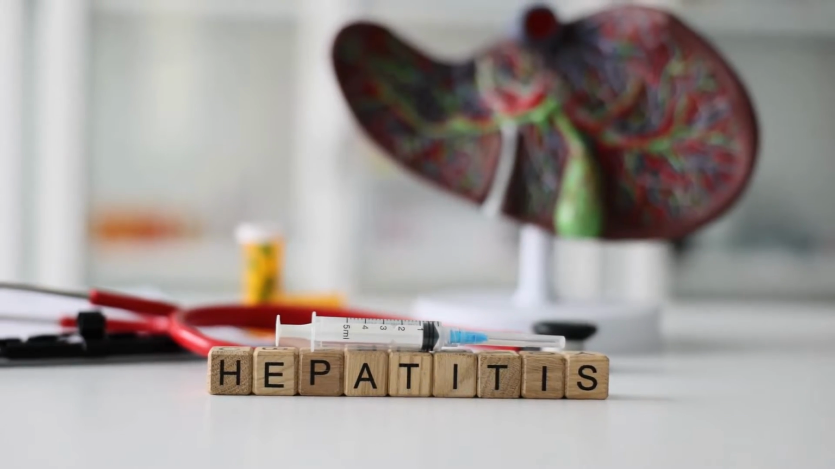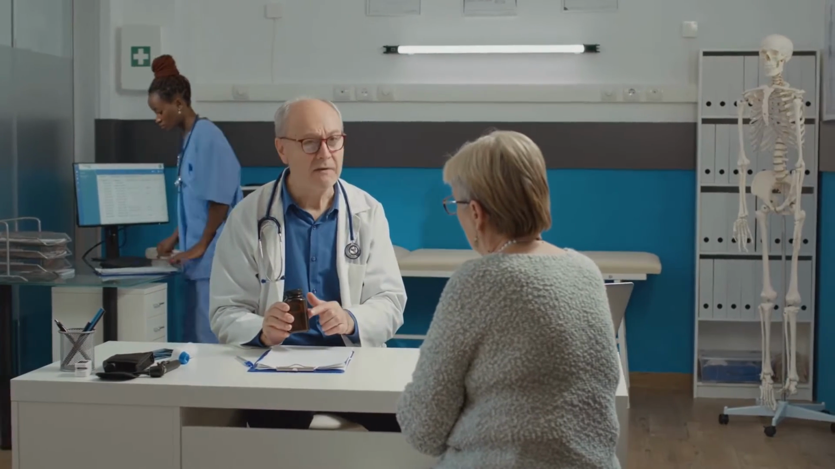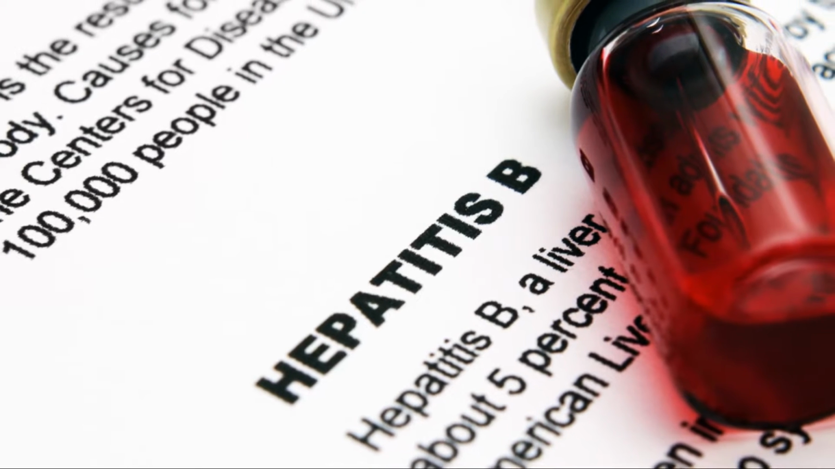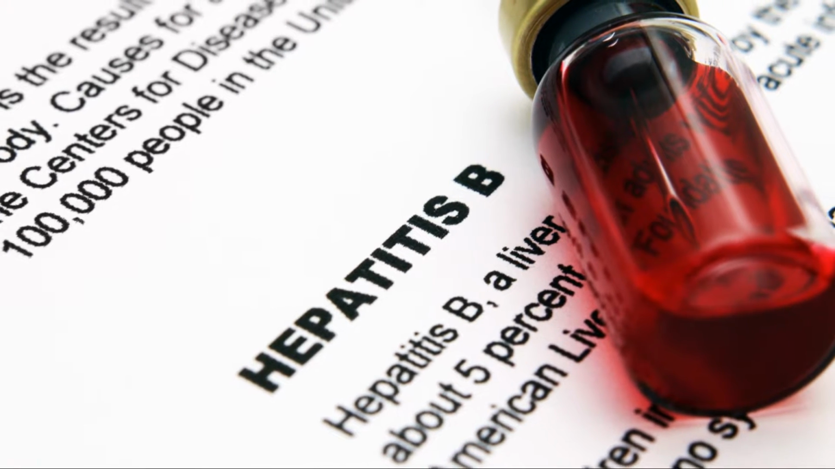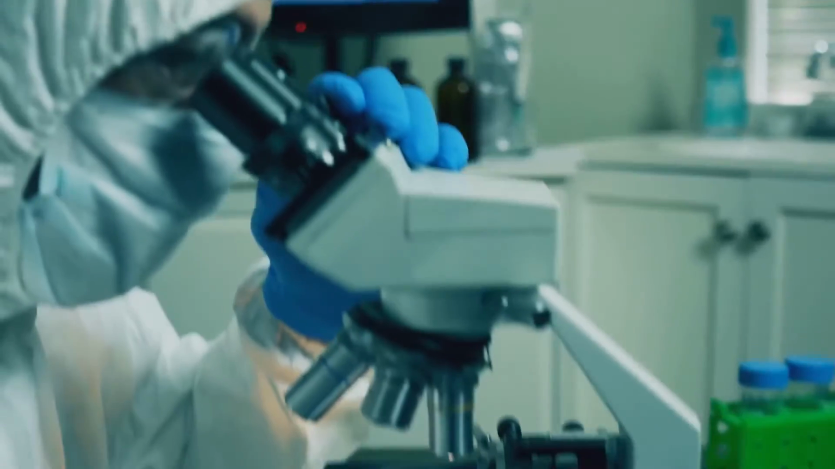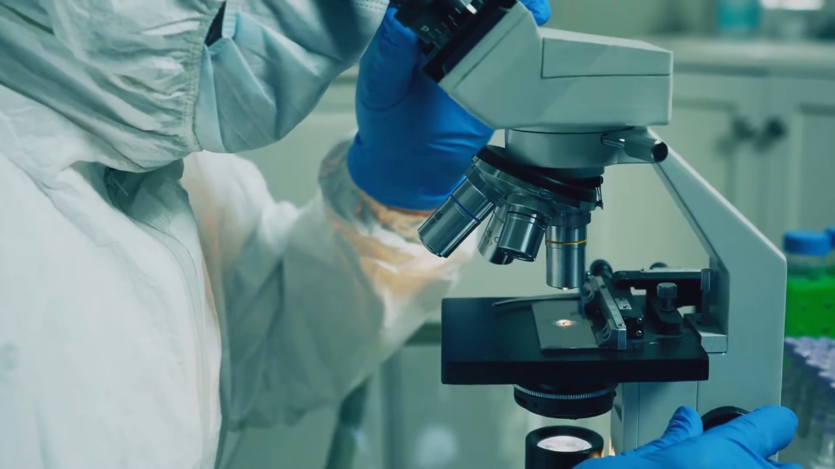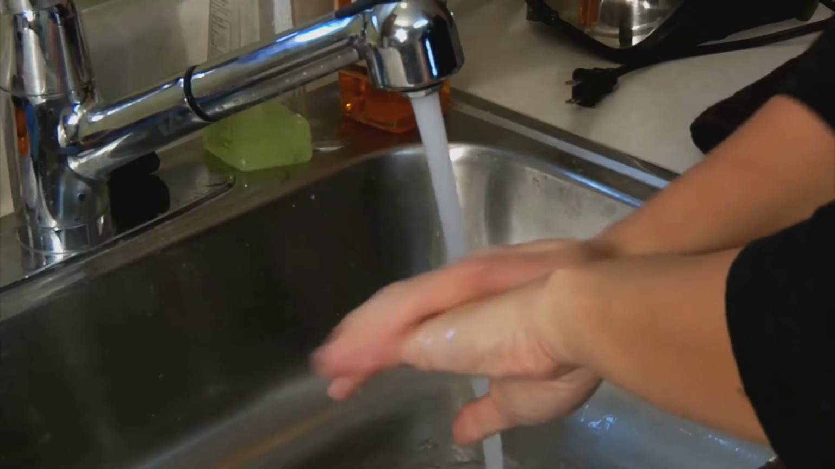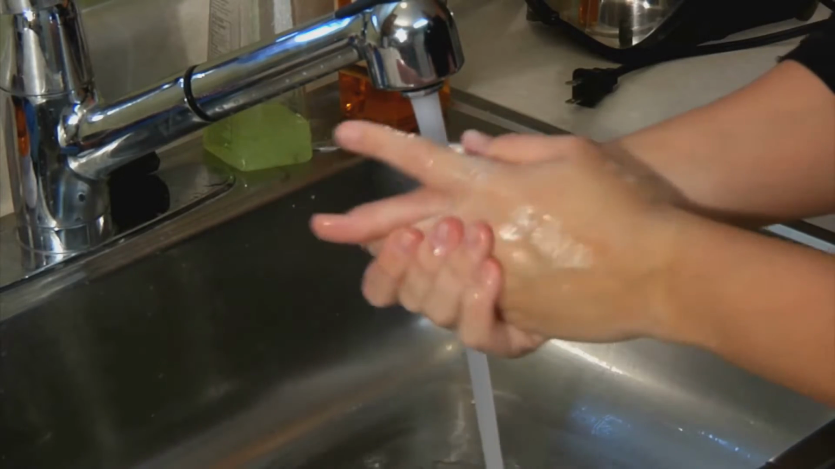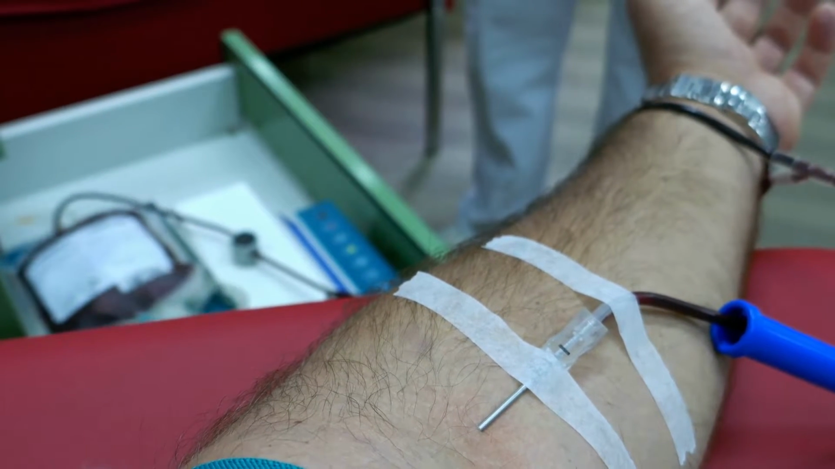Types of hepatitis, from A to E and beyond. Hepatitis can be caused by a variety of factors, but the most common cause is viral infection. There are 5 main types of viral hepatitis: A, B, C, D, and E. Each type is caused by a different virus and has its own unique characteristics in terms of transmission, severity, and long-term health effects. Hepatitis A and E are typically transmitted through contaminated food and water, while B, C, and D are spread through contact with infected blood or bodily fluids.